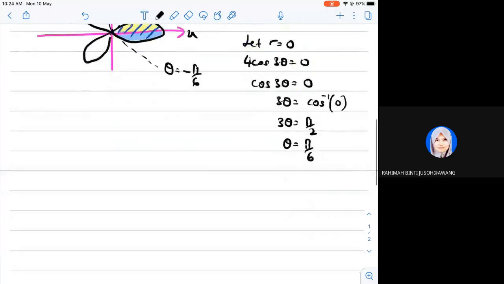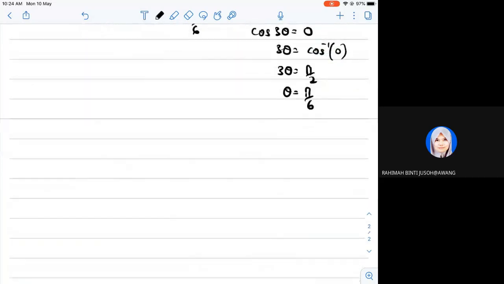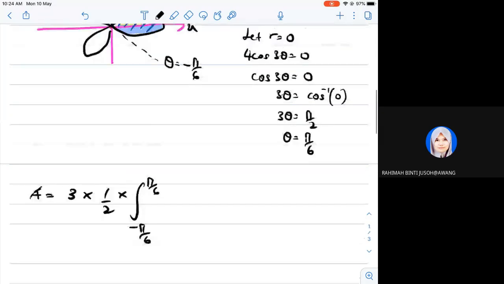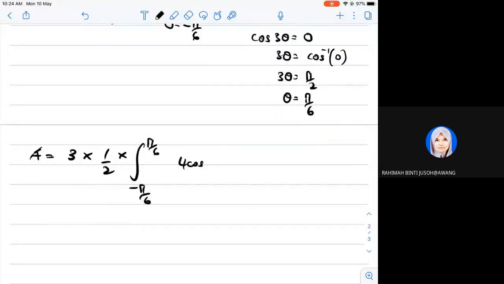Now, the question doesn't mention how many petals, so we assume it wants 3 petals. So the area of the closed curve should be A equals, since we have 3 petals, 3 times 1/2 times the integration from negative pi over 6 until pi over 6, where r is 4 cos 3 theta, so (4 cos 3 theta) squared d theta.